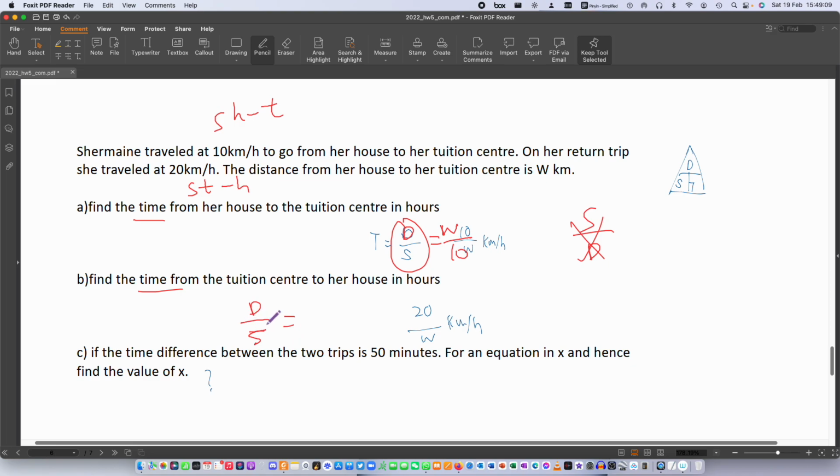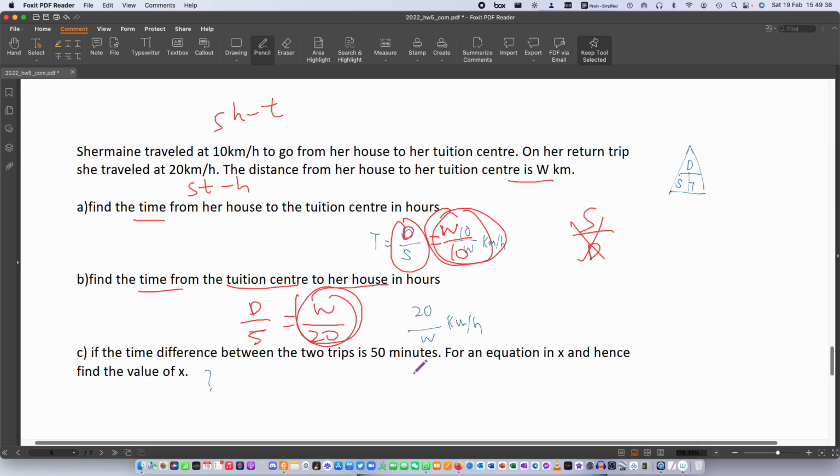So what is the distance? Tuition center to house, what's the distance? By the way, the return journey is the same journey. Then what's the speed for the return journey? 20. Okay, good. So basically you need to get this and you get this. So the time is this. The time is this. So they say the time difference between the two trips is 50 minutes.